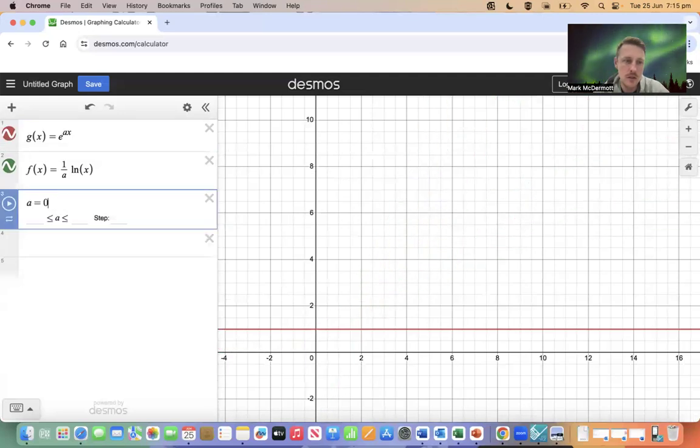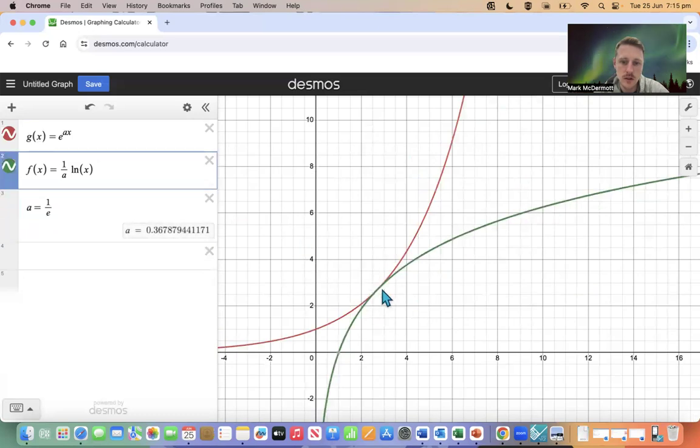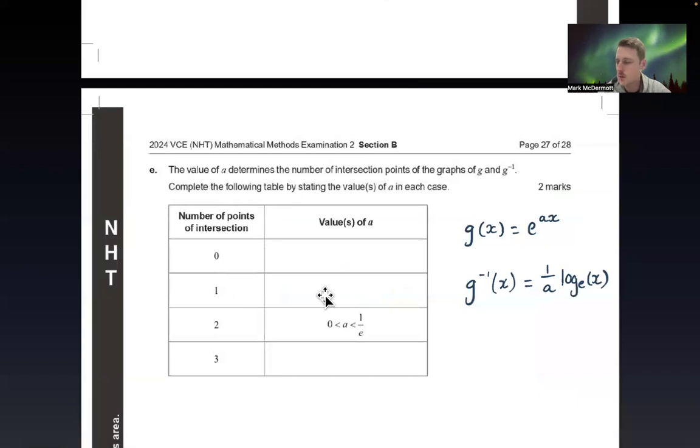And again, let me just show you. At 1 on E, you get 1 intersection. Okay, they just touch once. So we can answer the first box, and now I can answer the second box. When do you get 1 intersection?